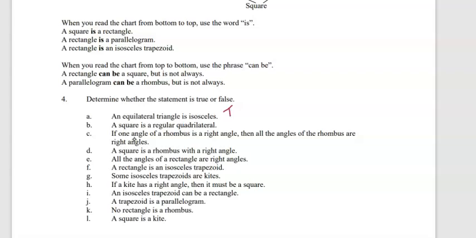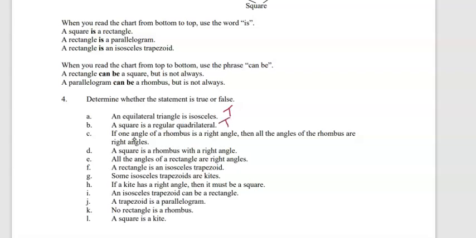Part B, a square is a regular quadrilateral. If you'll remember, we've already covered that definition of regular. Regular means four congruent sides and four congruent angles, because a square has four sides. So regular means equilateral and equiangular. And squares do have four congruent sides and they have four right angles. So it is a regular quadrilateral.